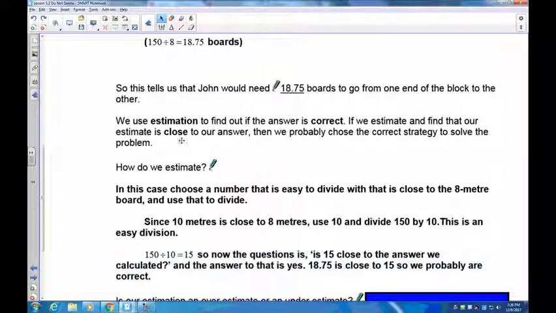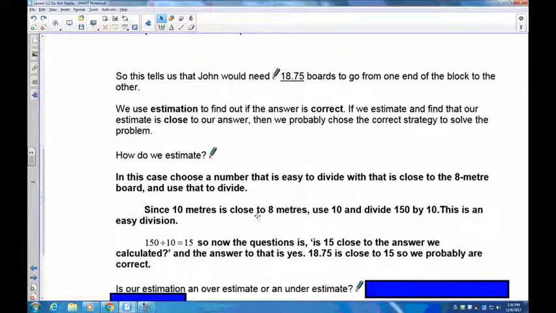So the question is, is my 15 close to the answer I got? And you can see here that since I rounded the 8 up to a 10, it's going to decrease the amount of boards I need. So I know I'm definitely going to need less than 18 boards now. And if you look at my estimate, 15, it's very good. It's very close to what I need to have. So because 15 is my estimate, and 18.75 is the number I got in my solution, there's a very, very good chance that my calculations are correct.